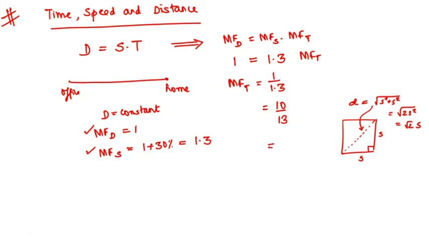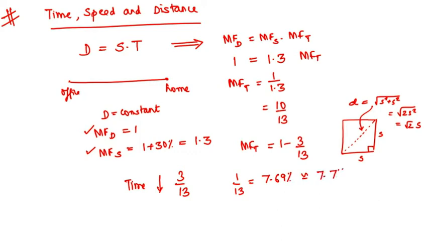Now 10 by 13 can be written as 1 minus 3 by 13. So what does it mean? It means time reduces by 3 by 13. What is 1 by 13? 1 by 13 I told you is 7.69%. Let's approximate it to 7.7%. So 3 by 13 would be equal to what? It will be equal to 21 plus 2.1%, that is 23.1%. My time goes down by 23.1%.